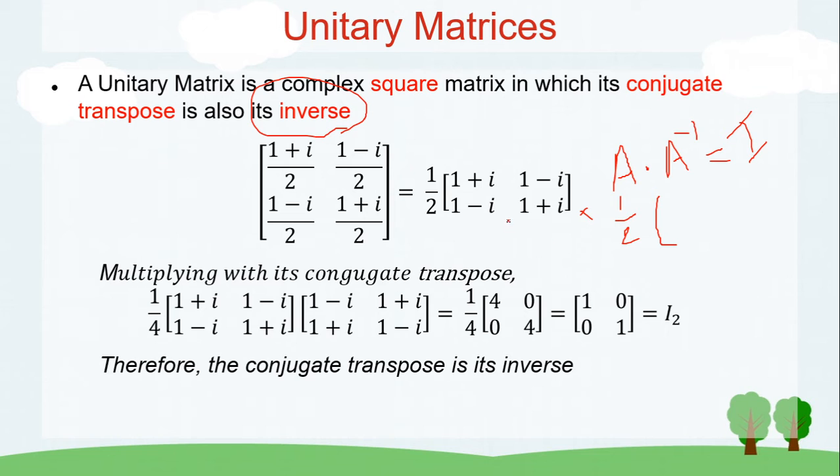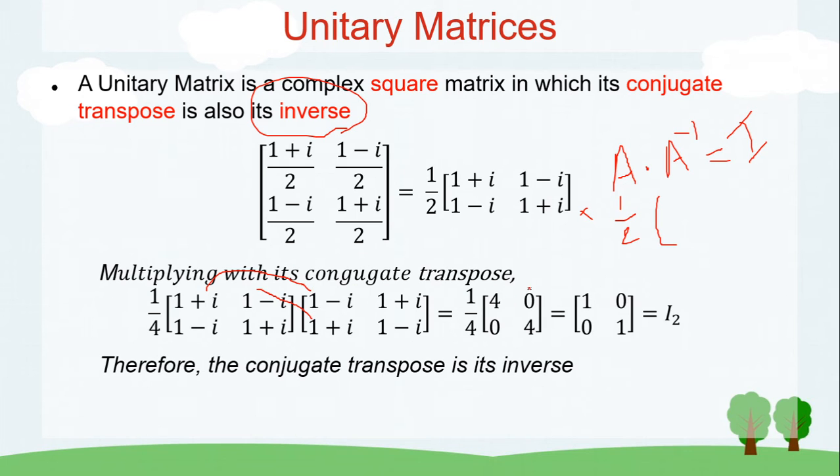When I multiply, there is half into half, 1 by 4, and I have to multiply the first row to get the first row, first column element. So I multiply 1 plus i into 1 minus i, and then plus 1 minus i into 1 plus i. So 1 plus i into 1 minus i is 1 squared minus i squared, which is 2. Verify it. Plus another 2. So this will become 4.